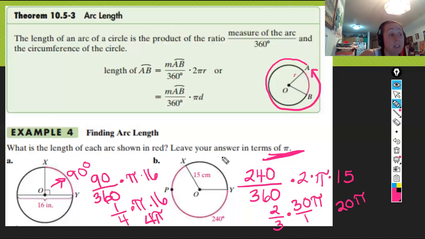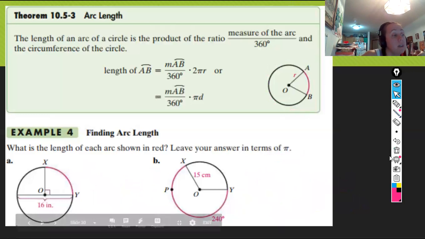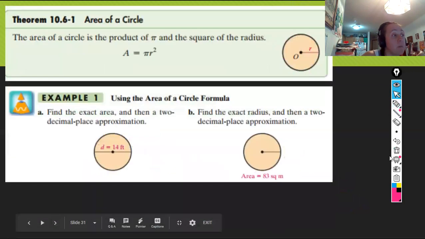And that makes sense because the whole circle's circumference would be 30 pi, that's this part here, and this part represents 20 pi. So that's the fraction of the circle's circumference. Again, you're just following the formula.